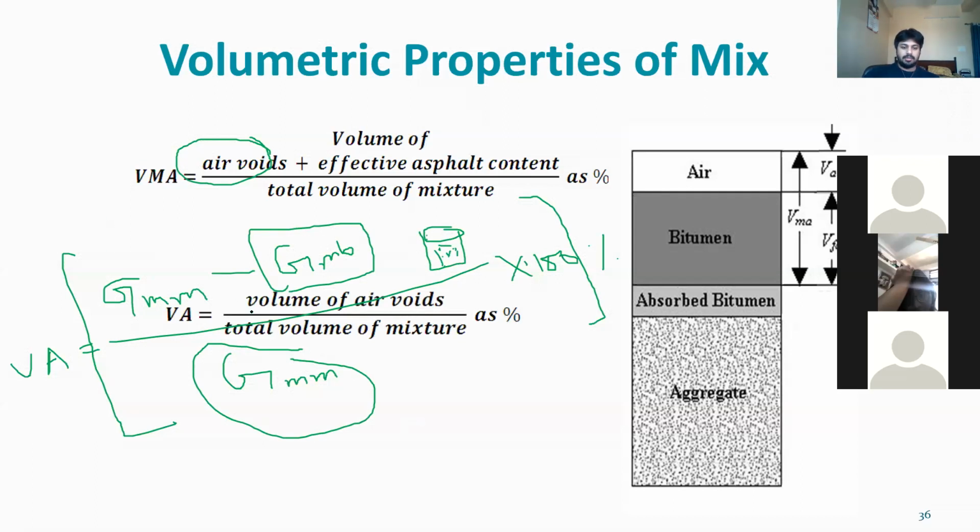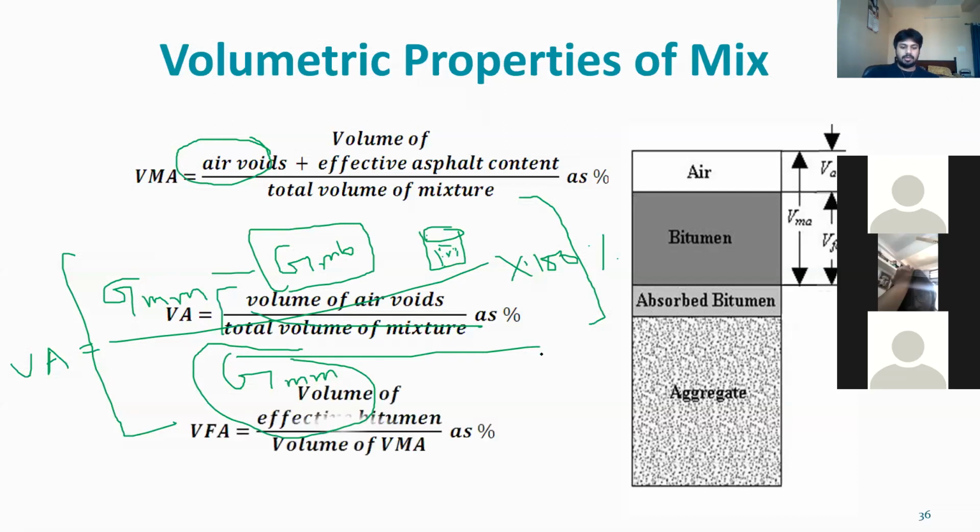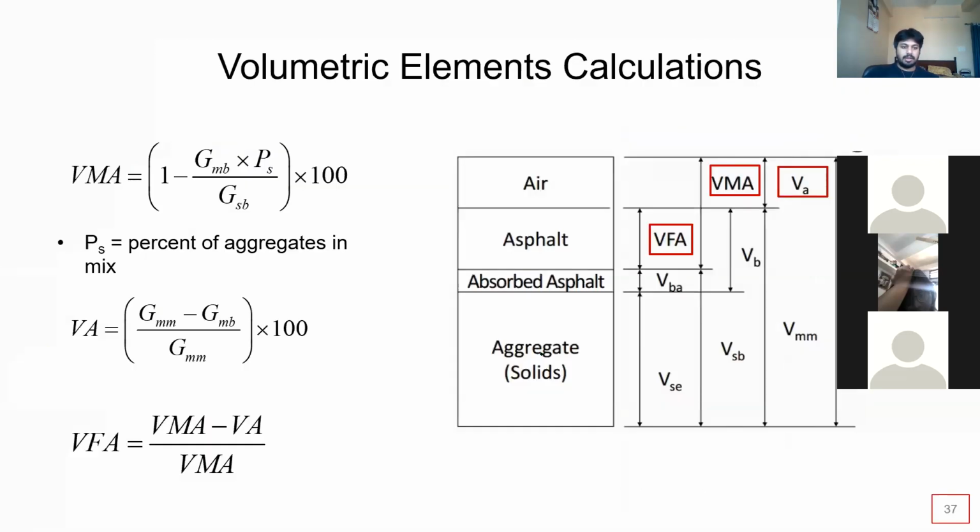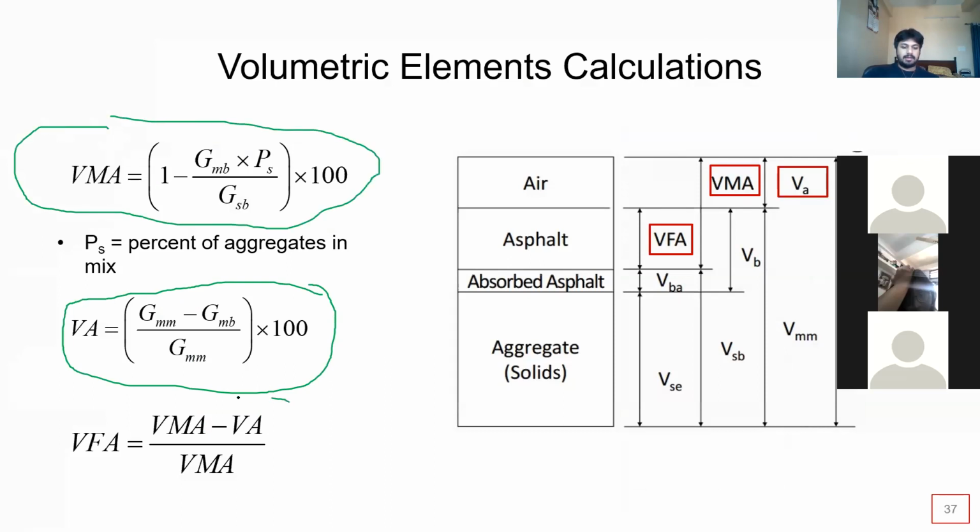And this P is volume of air voids. So volume of air voids basically, theoretically this is the concept, and experimentally we can find out using this formula. Okay. This is the formula. Similarly, VMA, VFA, all those things can be calculated using some formula.